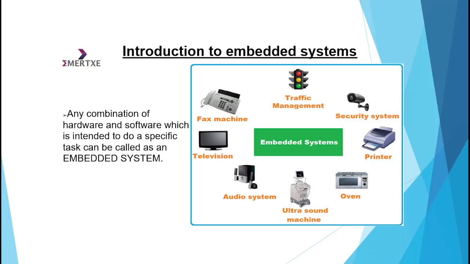When classifying embedded systems based on performance and functional requirements, embedded systems are divided into four categories. Those are real-time embedded systems, standalone embedded systems, network or networked embedded systems, mobile embedded systems.